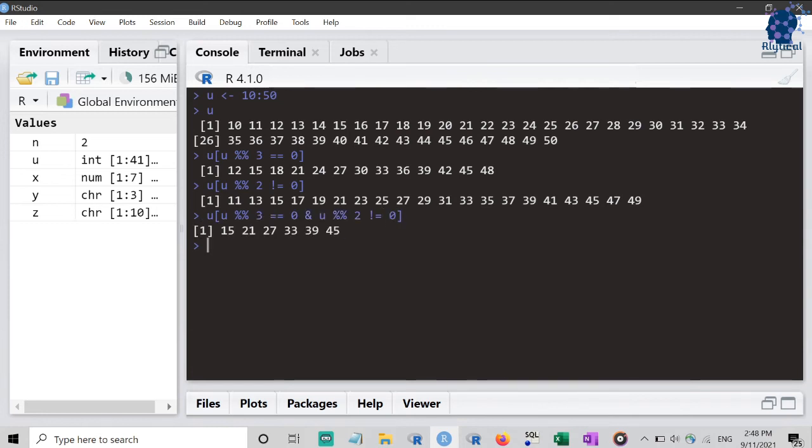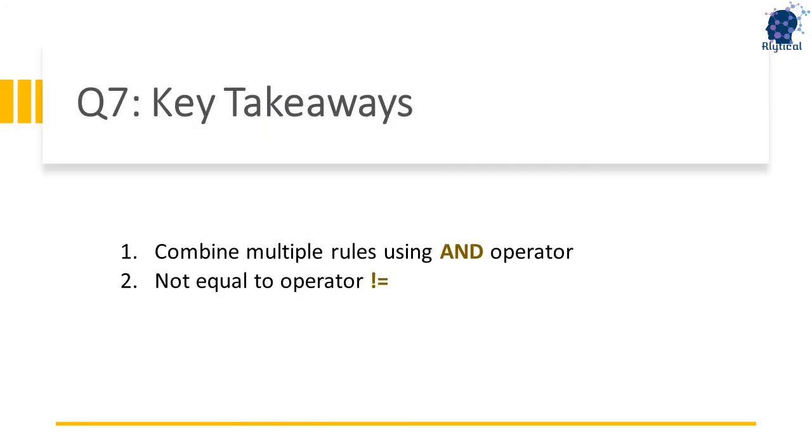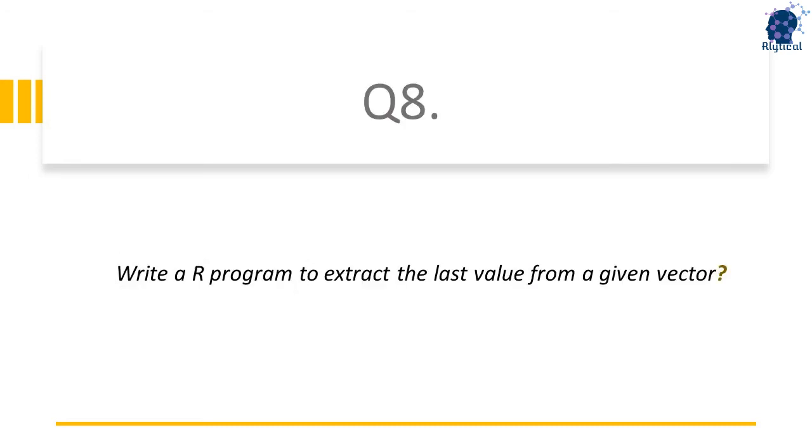Let's summarize what we learned from this question. In this question, we learned to combine multiple rules using the AND operator and also looked at the rule which used the not equal to sign. Let's move to question number 8. Write a R program to extract the last value from a given vector.